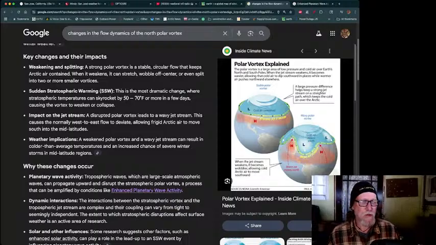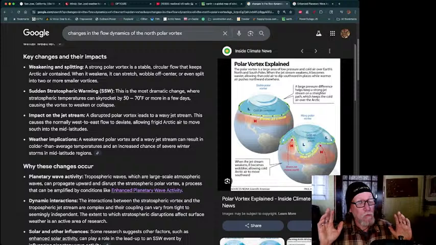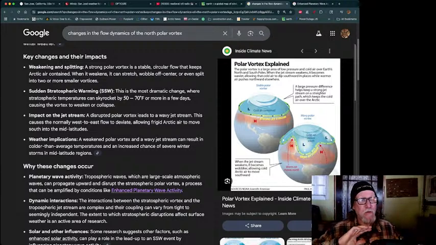Earth system dynamics, right? Impact on the jet stream. And the jet stream is lower in the atmosphere and therefore more pertinent. Disrupted polar vortex leads to a wavy jet stream. This causes the normally west to east flow to deviate, allowing frigid Arctic air to move south into the mid-latitudes, and warm air to deflect into the Arctic. That's bad. That's really bad. Oh, you don't want that. You don't want any of that going on because that's where the ice is.